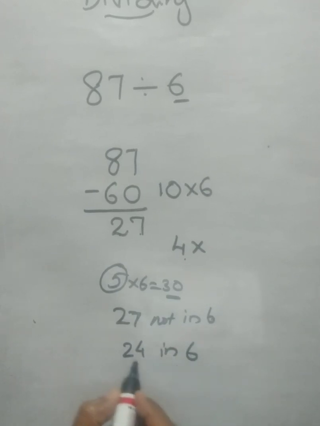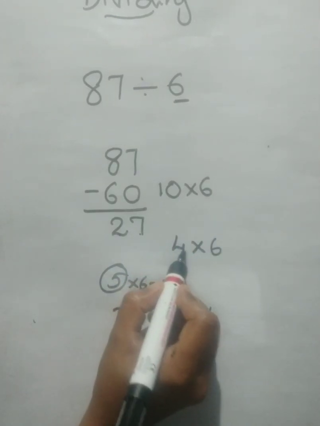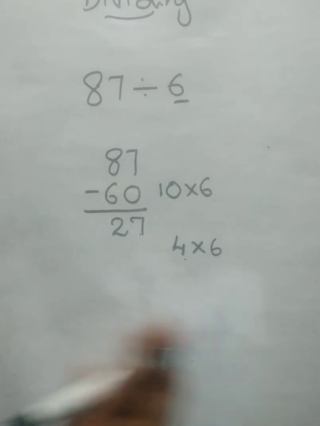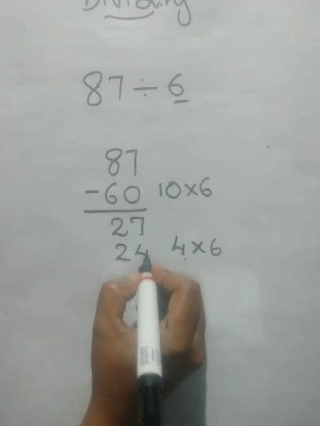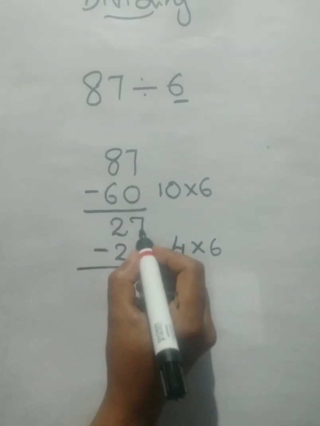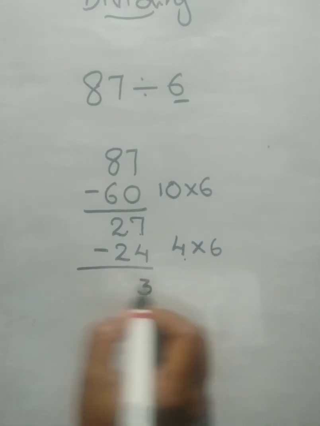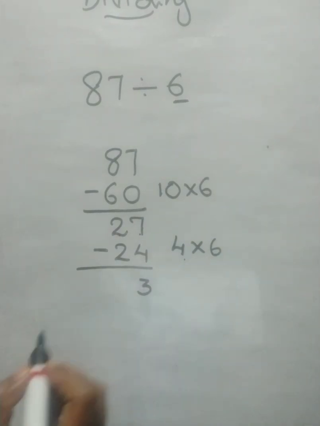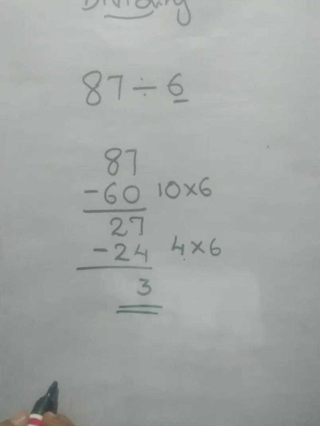How many 6 are there in 24? 4 sixes are 24. This 4 we have to write there. We have to subtract this one. After then 7 minus 4, 3. Okay children. 3 is less than 6. So we can stop this division here itself.